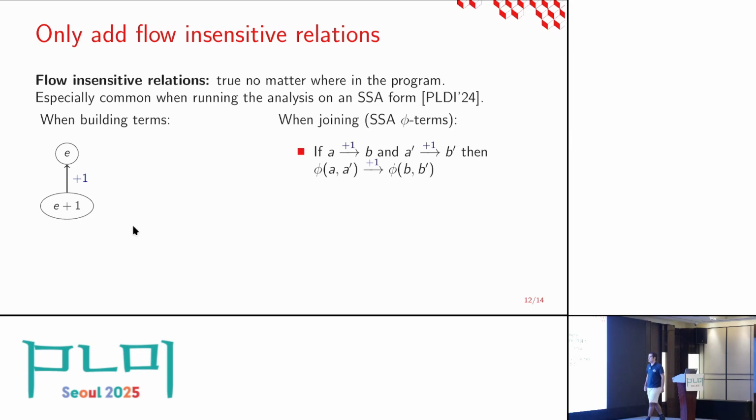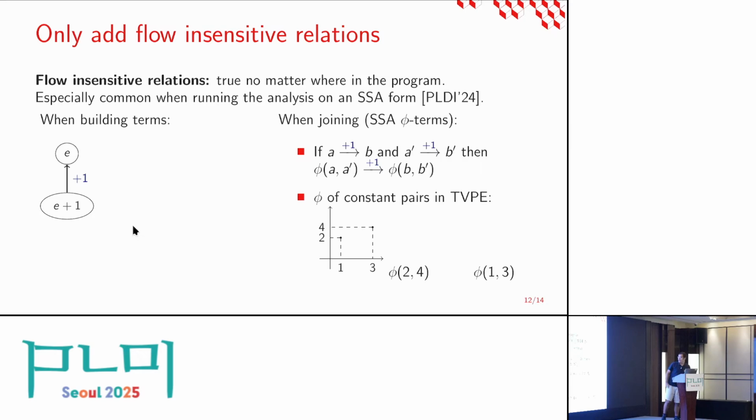So for the join, which is what the SSA represents with these phi terms, if I have one branch where I have a linked to b via a relation and another branch where I have a linked to b via the same relation, well, obviously these phi terms will also be linked via the same relation. Another interesting case is when I join constant pairs. If I know I have a branch where x equals 2 and y equals 1, and in the other branch x equals 4 and y equals 3, then I can actually find a relation between them. It's just finding a line between 2 points in 2D space. You can always do that. Of course, this is specific to the TVPE relation, but for other relations, you can usually find a value that matches an arbitrary constant pair.